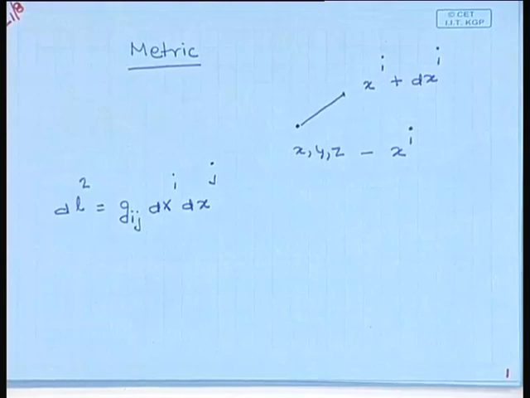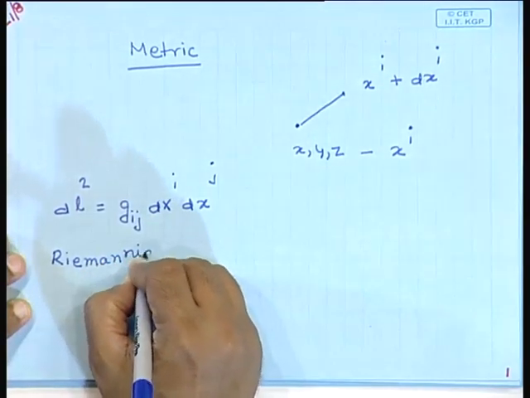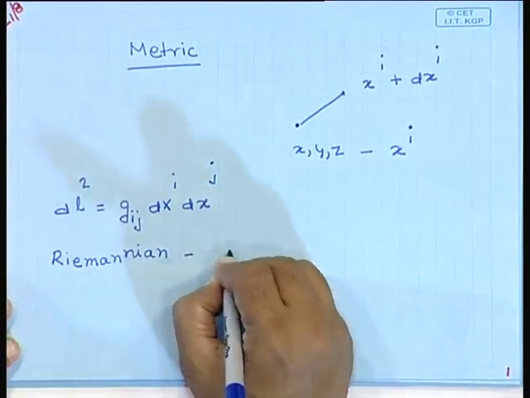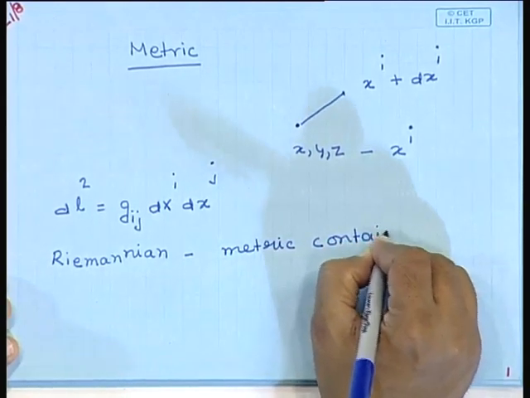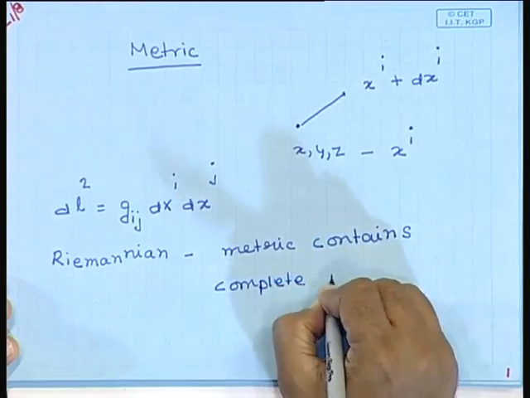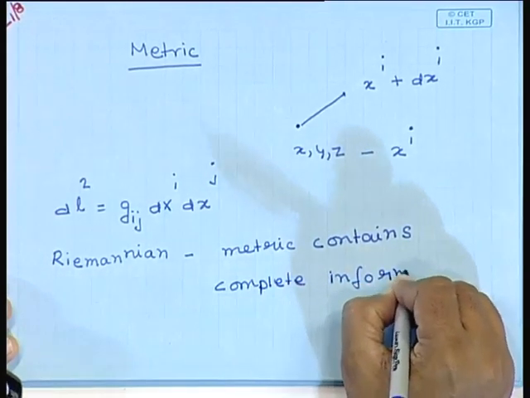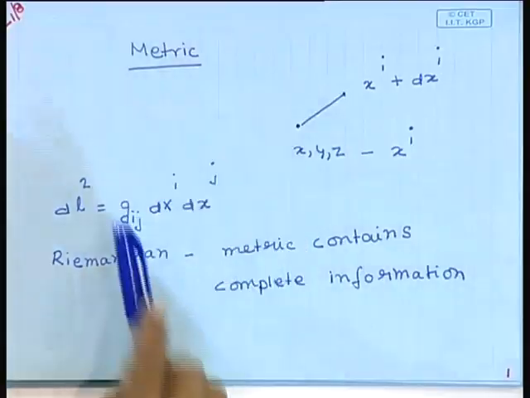Now, it is a property which I had not told you in the last class, that in a Riemannian space, so where Riemannian geometry holds, the metric contains the complete information about the space. These are the geometries that we shall be interested in. The metric completely specifies everything about the space. So, once you know the metric, you can calculate everything about the space. Full information is there in the metric. And the metric, as I have told you, tells us how to calculate the length.